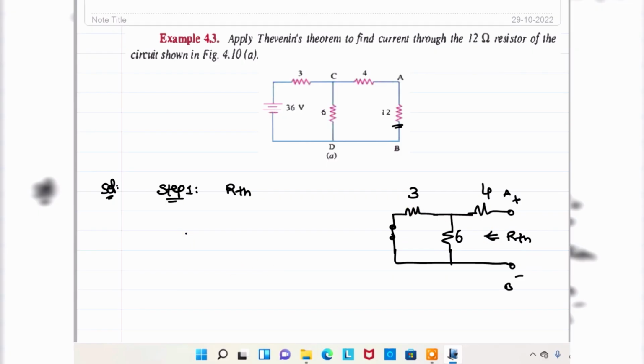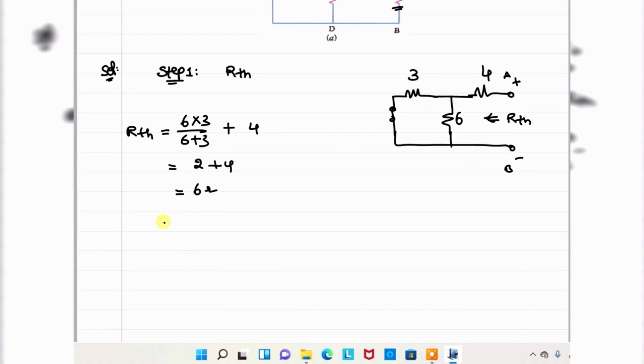3 and 6 are connected in parallel, that is equal to 6 into 3 divided by 6 plus 3, in series with 4 ohms. So finally RTH is equal to 18 by 9, that is 2, plus 4, 6 ohms. Okay, clear?